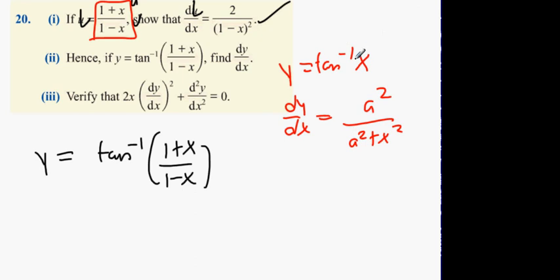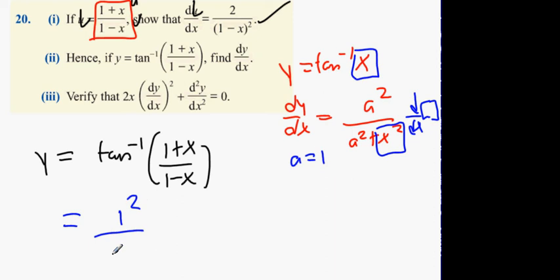Now we have to make our adjustment to this because it's not in the tables. And then we have to differentiate what's in the box. So it's going to be a divided by a squared plus the box squared, multiplied by the derivative of the box. Connor? Okay. So what you get next is this. You're going to do what you did last time. A is 1. We said A is always 1. It's going to be 1 over 1 squared plus (1 plus x over 1 minus x) squared.